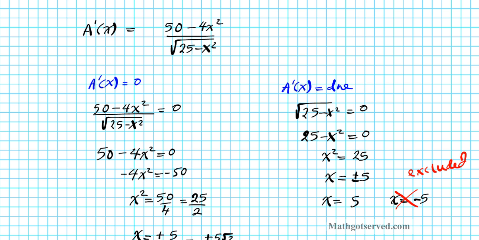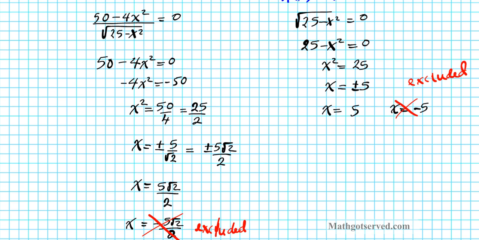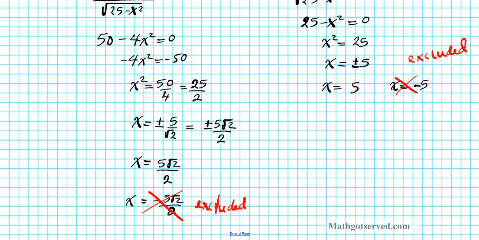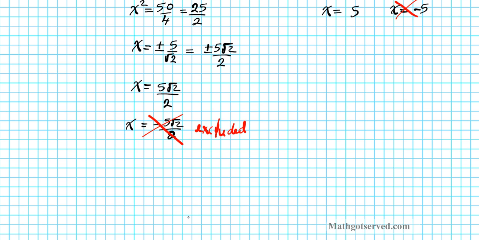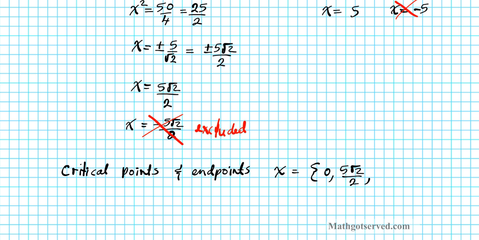All right, now we have our critical points, and we know what our endpoints are, right? Our endpoints are the restrictions on our domain. So our critical points and endpoints, also known as the potential extremas, are the following x values: 0, 5 root 2 over 2, and 5.